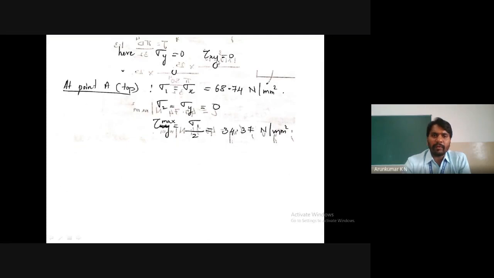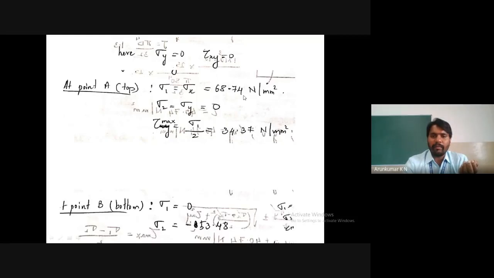Sigma y is 0, tau of xy is 0, and we need to find out at point A. Sigma 1 will become sigma x, because this is subject to uniaxial stress. Only sigma x is present. Sigma y is 0, tau of xy is 0. Only one stress is present, sigma x. That means it is uniaxial. Again, you need to go to the data handbook. In the first column, for uniaxial stress, the maximum principal stress will be equal to sigma x and the minimum principal stress will be equal to sigma y. Tau maximum is sigma 1 minus sigma 2 by 2, sigma 2 is 0, so sigma 1 by 2. Is it clear? This is at the top.